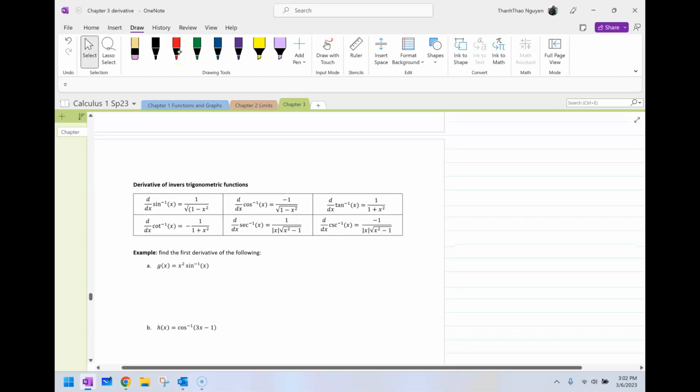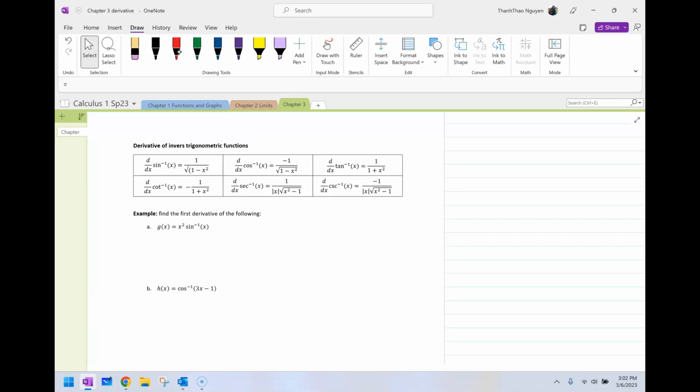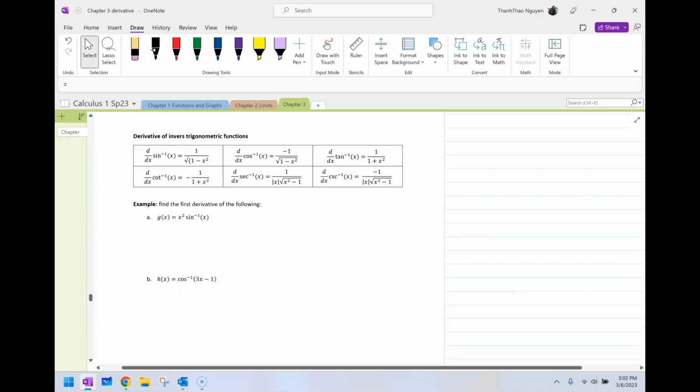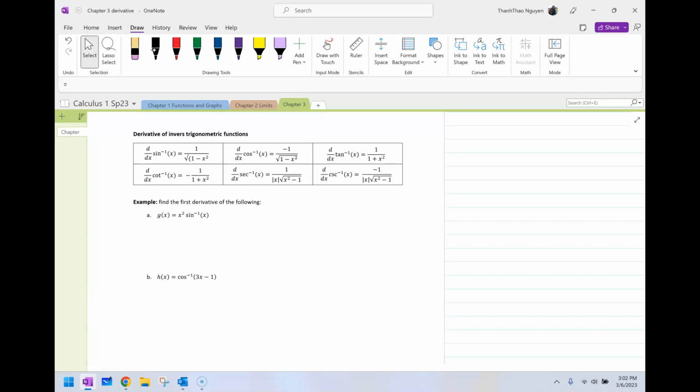So here's the rule for the derivative of inverse trigonometric functions. I'm not going to ask you to prove any of this by yourself. On the test, this formula will be given to you. The derivatives of inverse trigonometric functions. So let's use that formula to find the derivative of the given functions.